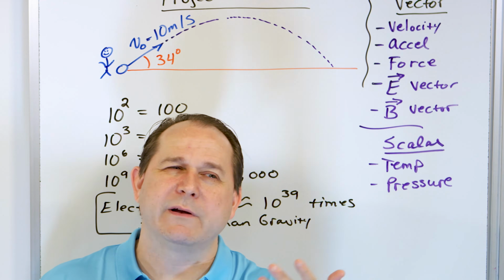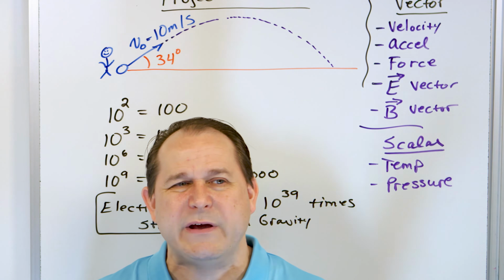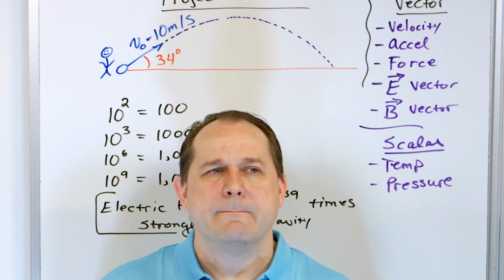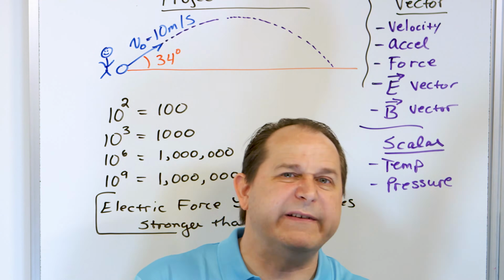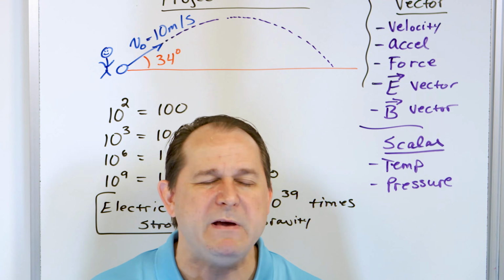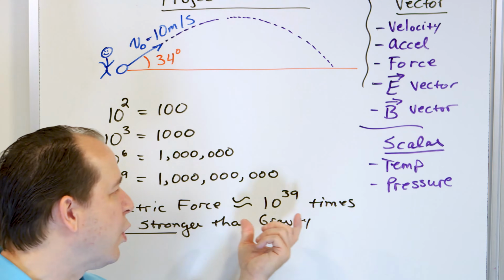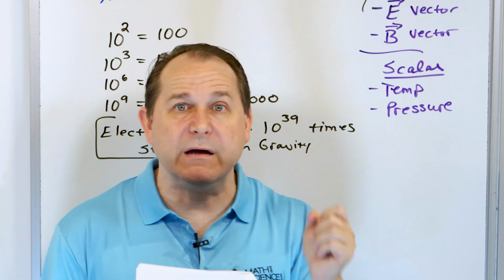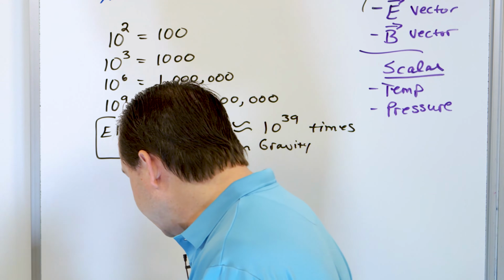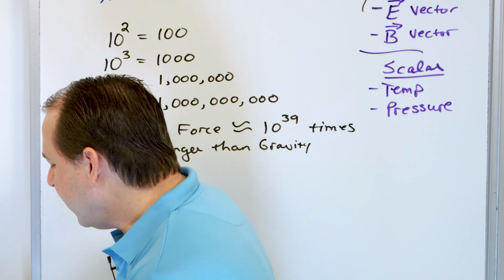So that's just one thing I wanted to bring up to you, just because it's interesting, and we think gravity is so incredibly strong, but electric forces and magnetic forces are millions and millions and millions of times stronger. I don't even have a word for it. I'm sure there is a word for it. Millions of times stronger.